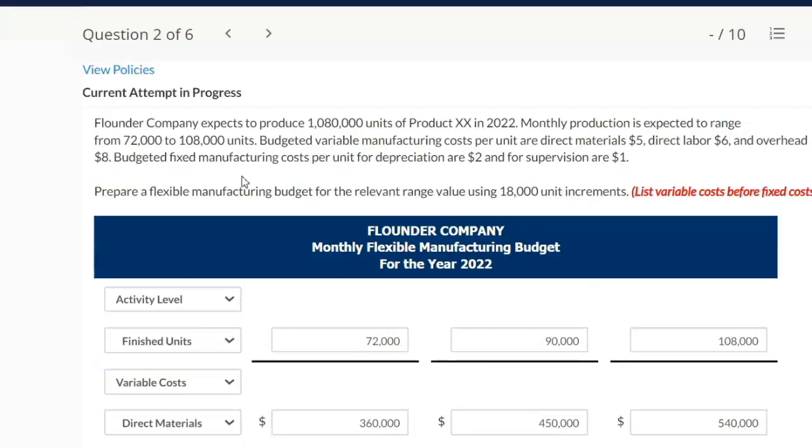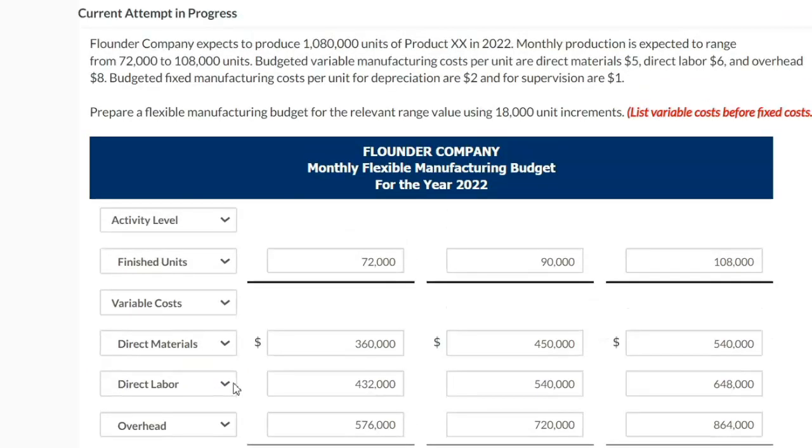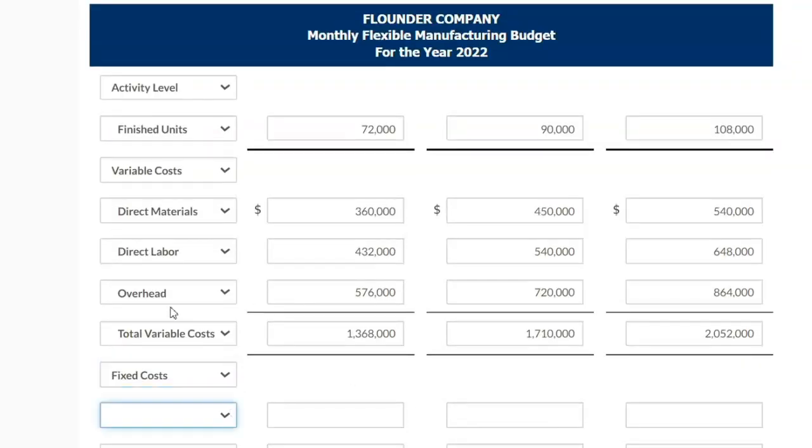Now we finished the variable cost part. Now we would have to go for the fixed. Now the fixed is easy because it's fixed, it's fixed, it's fixed. It doesn't change. That's depreciation and supervision.